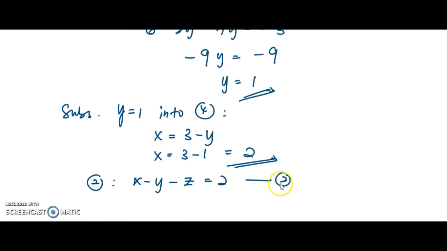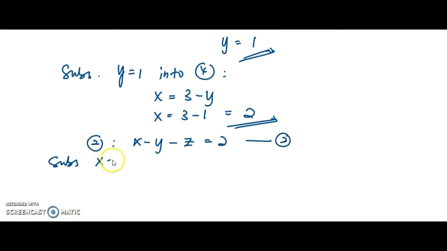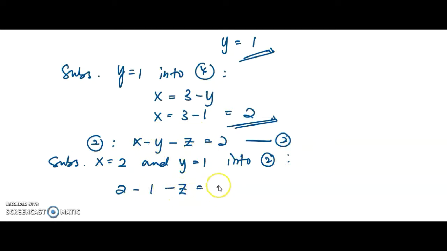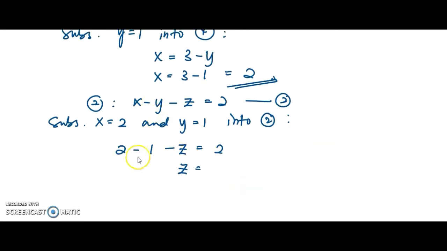This is your equation 2. So now I will substitute x equals 2 and y equals 1 into equation 2. You can see x will be replaced by 2, y will be replaced by 1, and the z will still remain as z. So z will be equal to 2 minus 1 is 1, 1 minus 2, that will be negative 1. All right, so you got z equals negative 1.